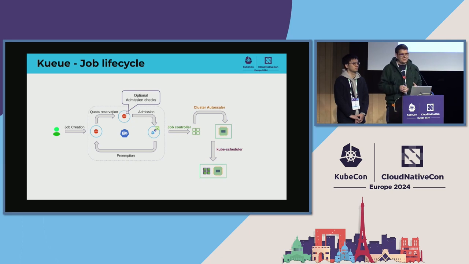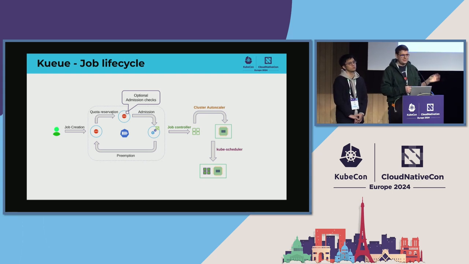So to better understand how Q works, let's take a look at the job lifecycle and where its place is among other Kubernetes controllers. So the job starts to exist by a user that creates the job. And in the creation webhook, Q suspends the job with the field that I mentioned. And it is queued until the quota is reserved.